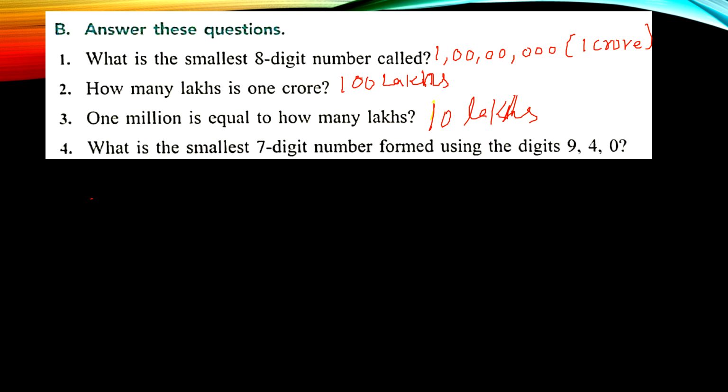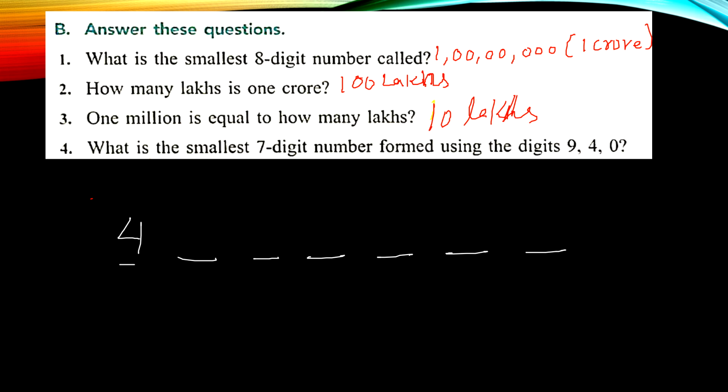You will first write 4. Okay. 4. They want a 7-digit number. This is 1 digit. Okay. 2, 3, 4, 5, 6, 7. 9 is another digit here.